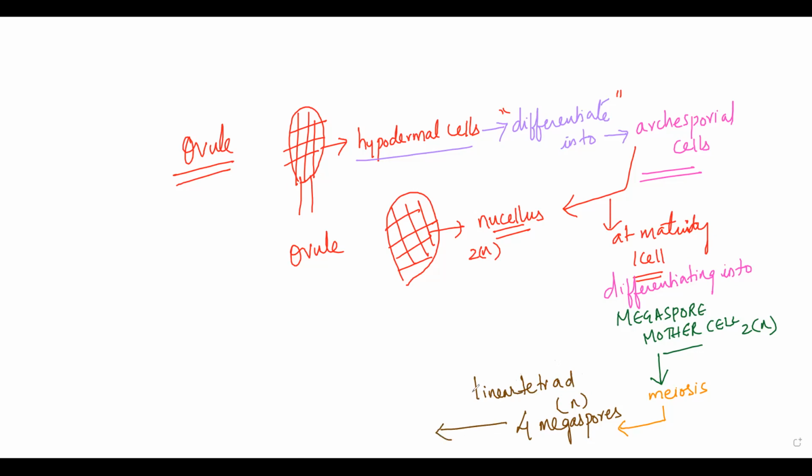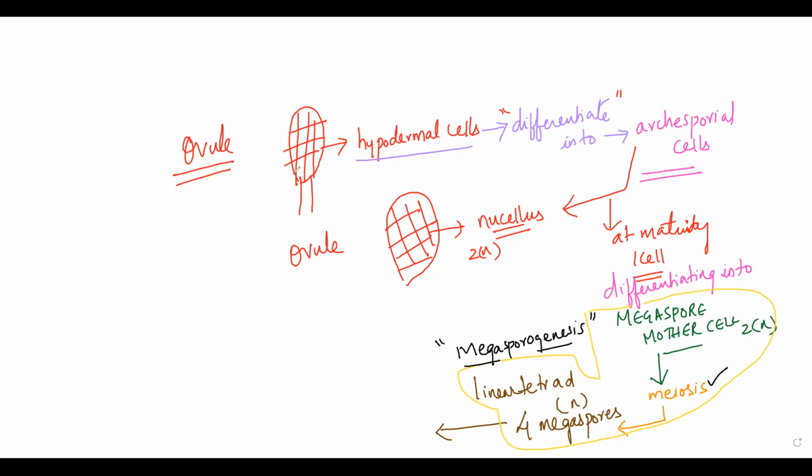Now, the formation of these megaspores from the megaspore mother cell, see children, the megaspore mother cell forming these four linear megaspores, this whole process is defined as megasporogenesis. This is important for the short questions where you are asked for the definition. So, what is megasporogenesis? A diploid megaspore mother cell undergoing meiosis and producing four haploid linear tetrad megaspores is called megasporogenesis. Did you understand?